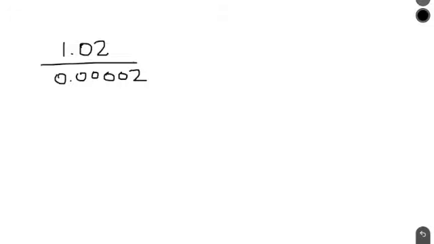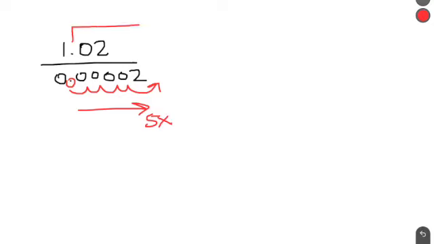Let's look at another problem so we can make sure that our approach is the same: 1.02 divided by 0.00002. Let's look at the decimal place in the denominator. How many times do we have to move it to the right to make our denominator a whole number? We find that it's 1, 2, 3, 4, 5 times. So we move it over 5 times to the right, and we do the same in our numerator.